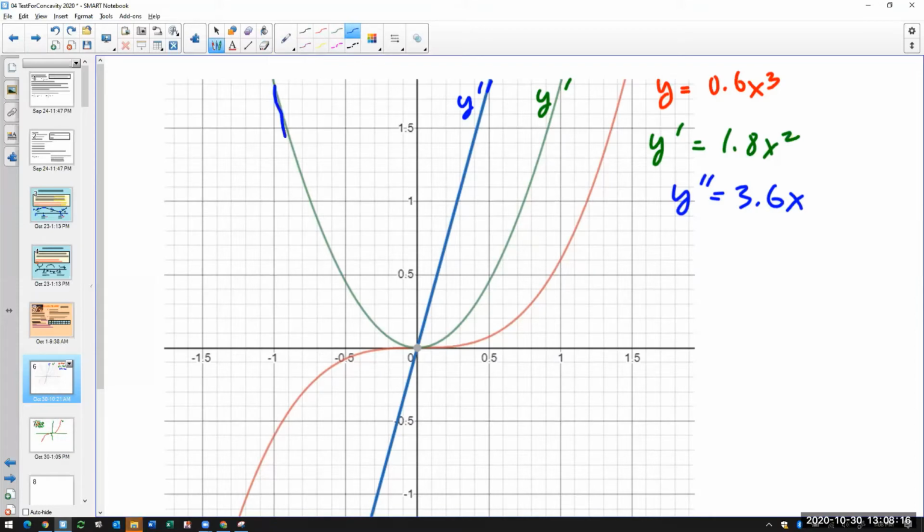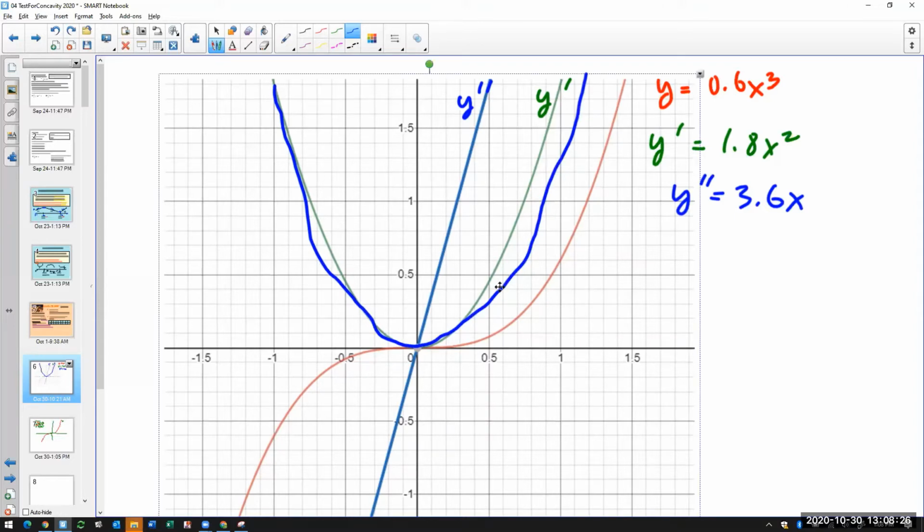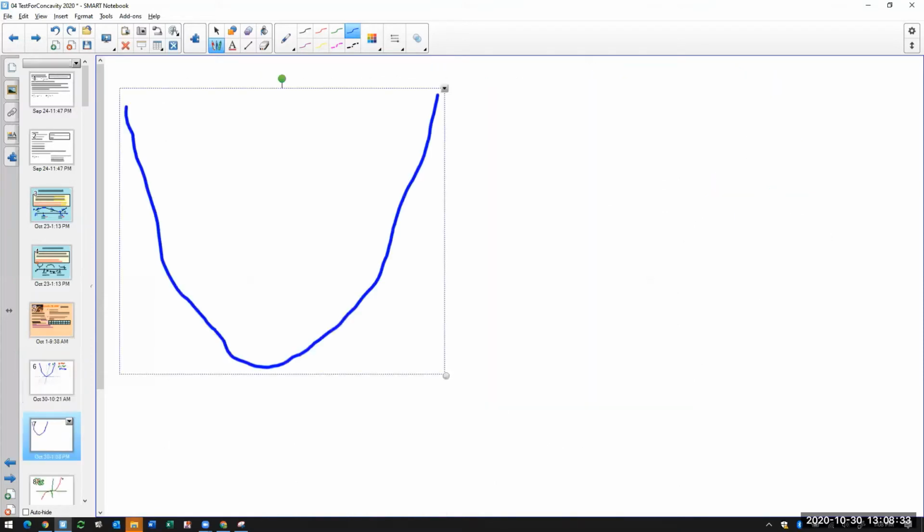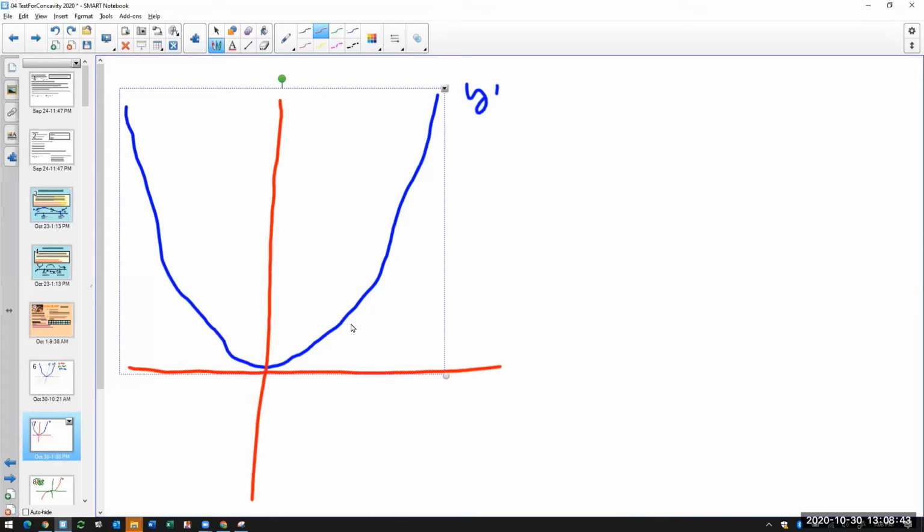So right here, if I trace y prime, not y double prime, and I put it into a picture by itself, and I tell you that this is y prime, actually, y prime tells me a lot about y. And I can predict y double prime with it too, because when y prime is positive, y is increasing. When y prime is negative, y is decreasing.